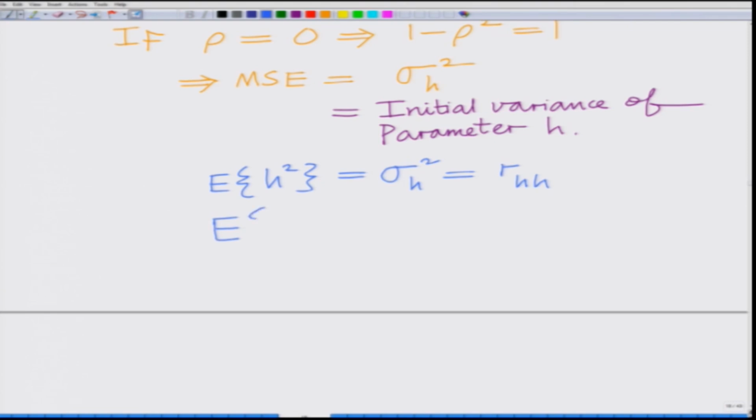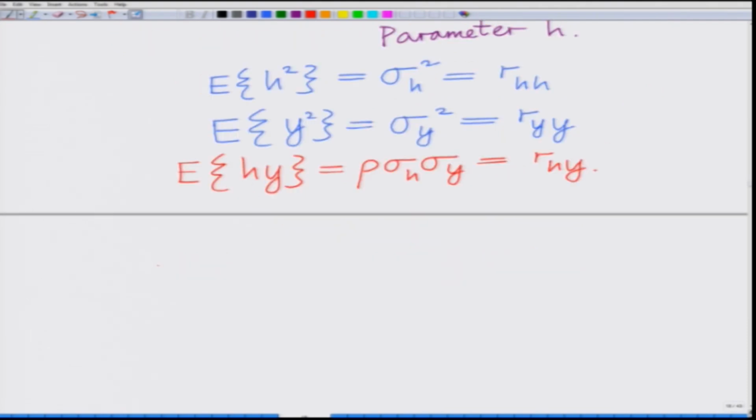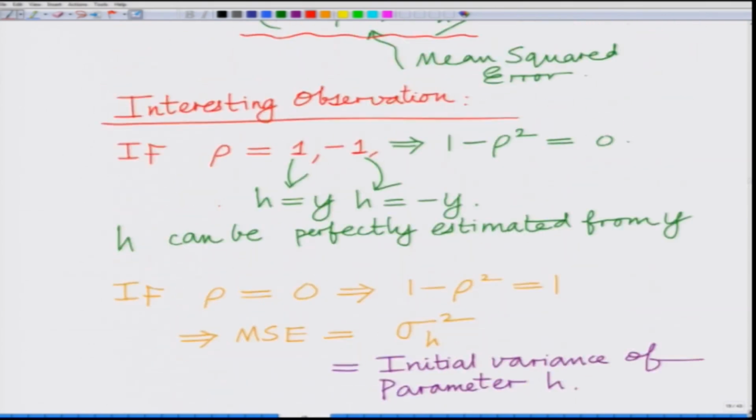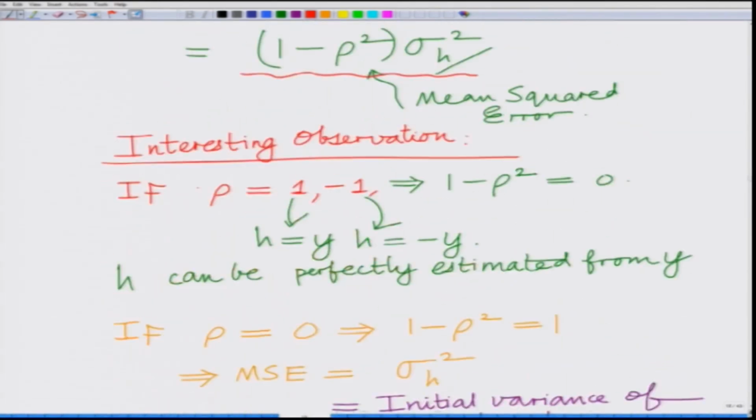Let us define the expected value of y square equals sigma y square as r y y, and let us define the expected value of h y, which is equal to rho sigma h sigma y, as r h y. Now, if you look at the MMSE estimate, the MMSE estimate is h hat, which is the expected value of h given y, which, as you can see, is rho sigma h divided by sigma y times y.